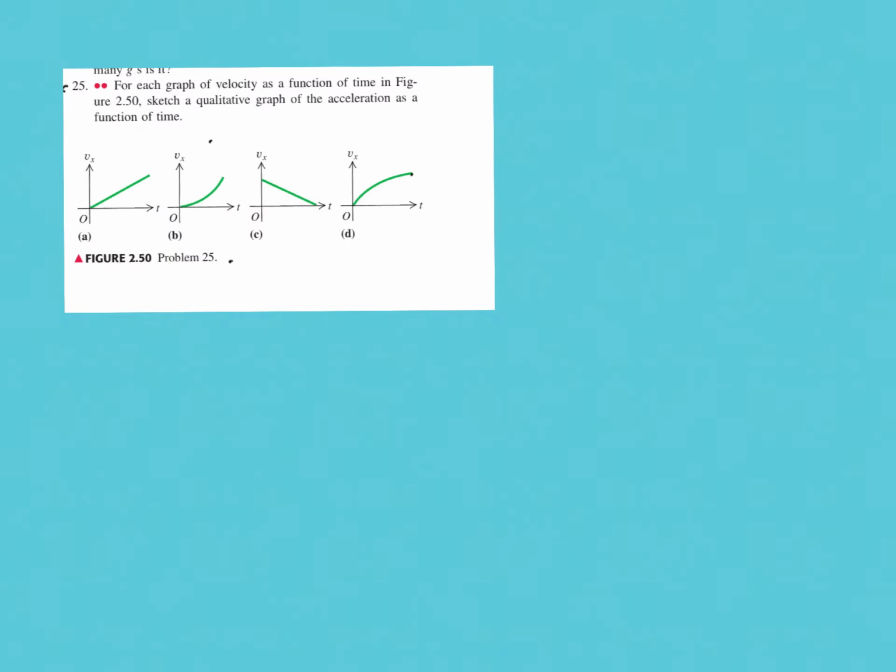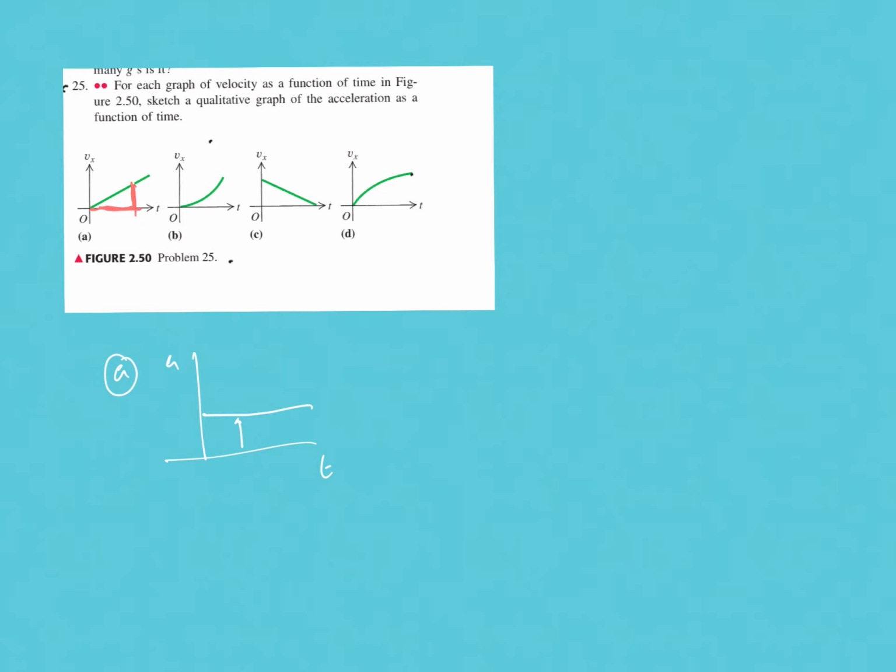Now, the graph that they give you is velocity versus time, and you need to sketch a qualitative graph of the acceleration. The acceleration is the slope. So for A, I will draw something like this: acceleration versus time, I will draw constant acceleration. And what is this value? The slope. And what is the slope? The slope is this divided by this.